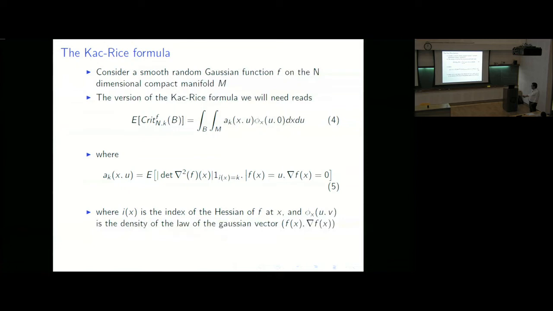So I is the index, and this phi here is the density of the law of the vector f, grad f. I assume things to be Gaussian, so this is a Gaussian density. Everybody can compute that. That's not hard. The important fact is this one. Please note that you have an absolute value here.